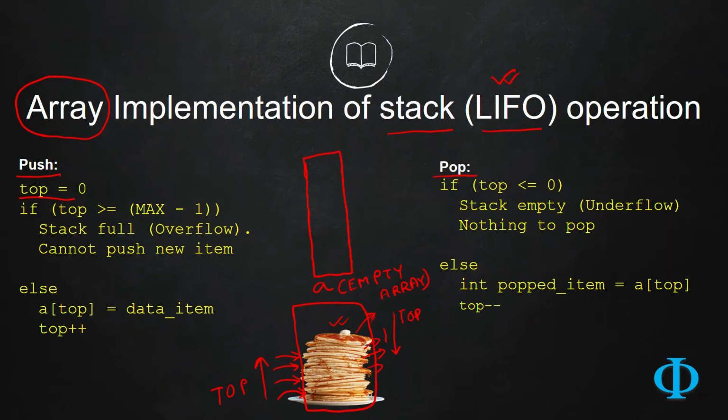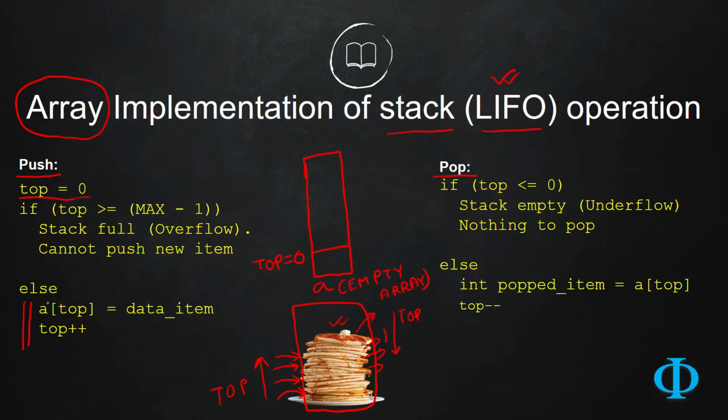Now whenever we want to insert or push an item in this empty array, that push algorithm is shown in this else part. First, before pushing the element, we initialize top to the 0th index of the array, because an array always starts from 0. So here it is, and the top starts from here. This is just an empty stack of pancakes or empty stack of data items.